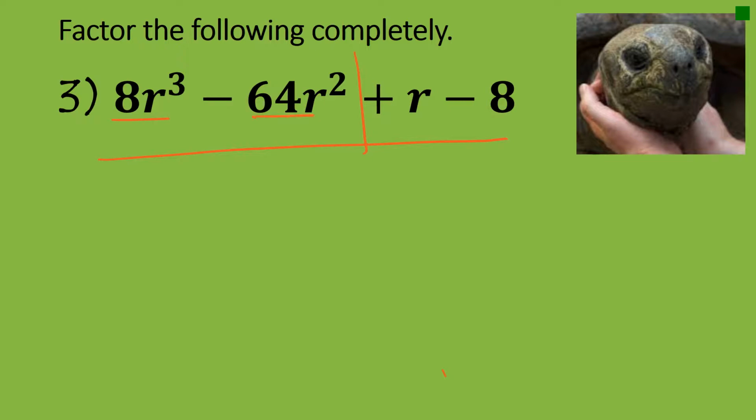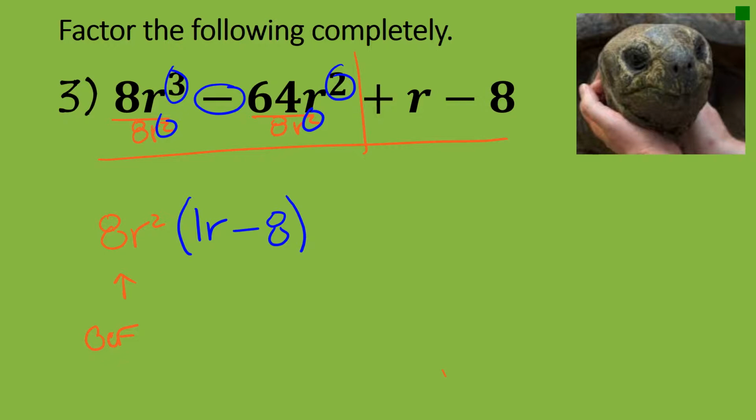What do these two have in common? They have an 8 and an r squared. So I'm going to divide by 8r squared. Remember, do not forget to write down the GCF. Write it down. Then I'm going to divide. 8 divided by 8 is 1. 3 minus 2 is 1r. Negative 64 divided by 8 is negative 8. 2 minus 2 is 0. There are no r's there. This is a plus sign. This is a 1. 1r minus 8.